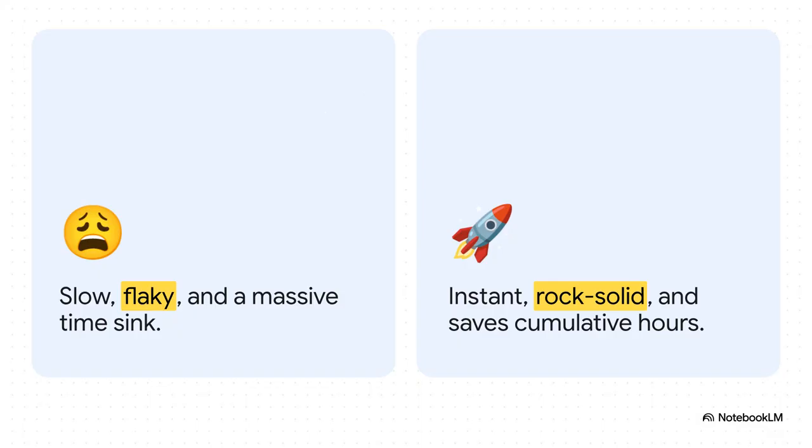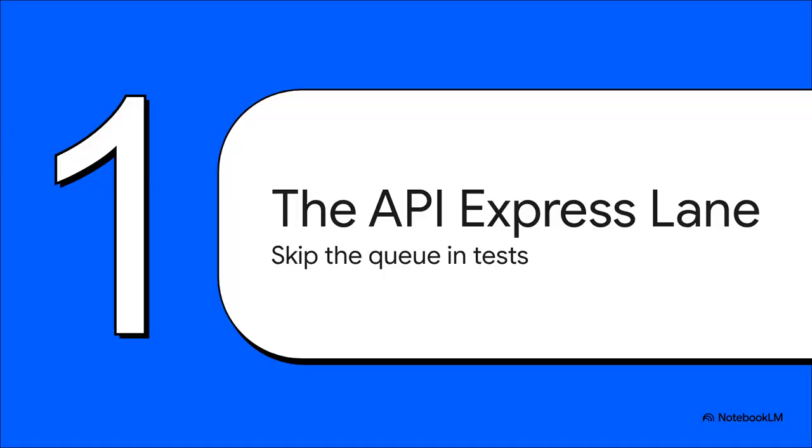This slide really breaks it down. On one hand, you have the old way. It's slow, it's flaky, and it's just a massive time sink. But on the other hand, we have the smart way. Using a direct API login is instant, it's rock solid, and it saves you hours of execution time. It's a no-brainer. Okay, so let's get into the secret sauce.